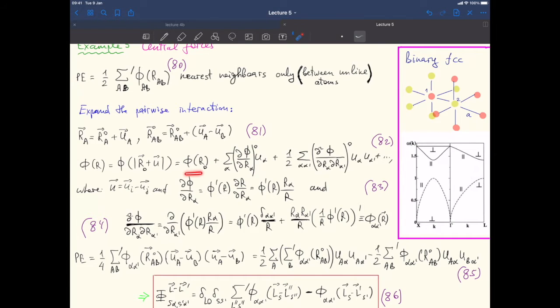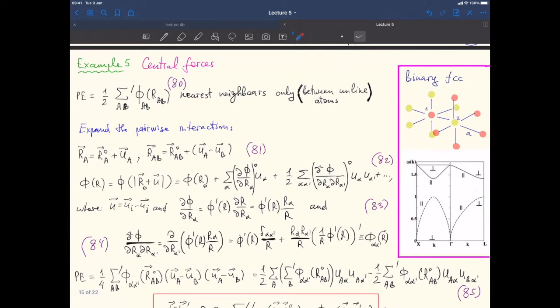So we'll have a constant term, which we're not interested in. There will be a linear term, where this derivative is calculated at the positions R naught, and the harmonic term, and so on, but we will only keep terms up to the harmonic term. The function phi depends only on the absolute value of the vector between two atoms, so only on the distance. So this derivative can easily be calculated.